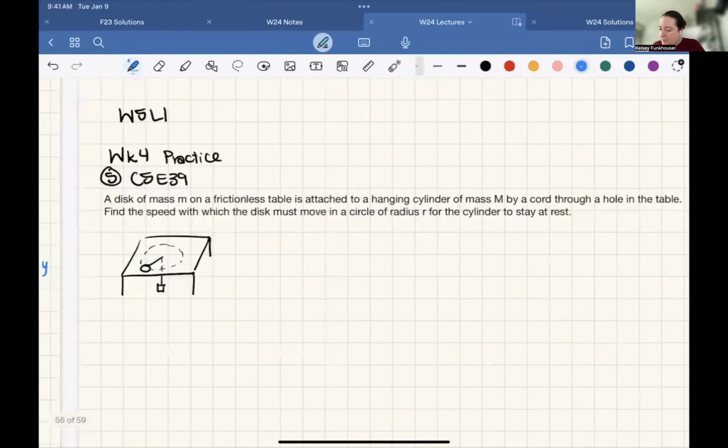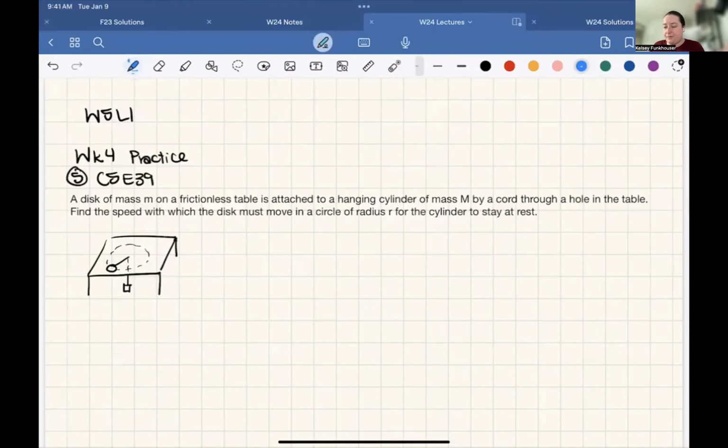Okay, last example is problem 5 from the week 4 practice. So we have a disk of mass m on a frictionless table, and it's attached to a hanging cylinder of mass capital M by a cord through a hole in the table. We want to know how fast the disk has to move in a circle of radius r for the cylinder to stay at rest.